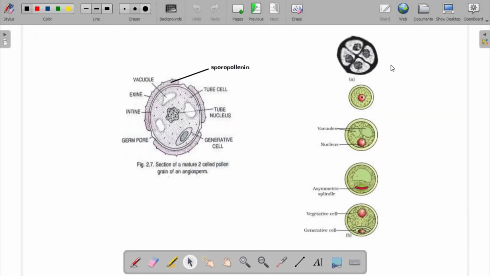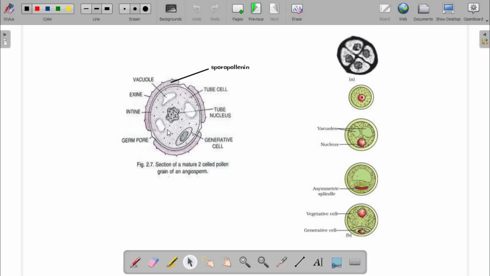Let's see a detailed study of the formation of the pollen grain. In this diagram, you'll be able to see how each cell develops into a bigger cell that further divides into a large vegetative cell and a small generative cell. The generative cell gives rise to the male gametes, whereas the vegetative cell helps in the formation of the pollen tube so that the male gamete can easily reach the female gamete without any damage.